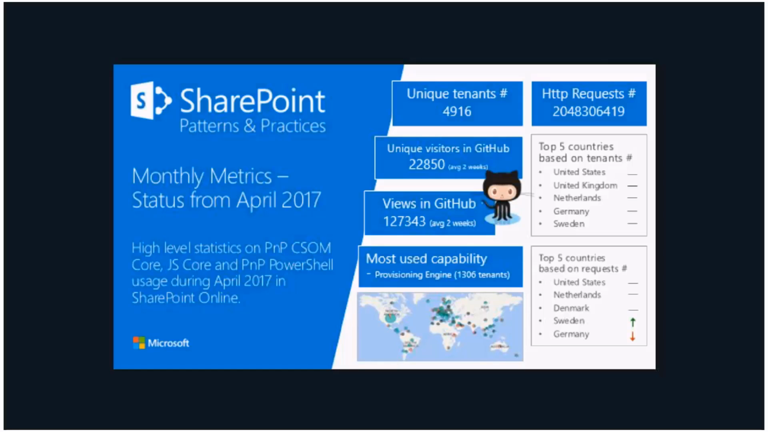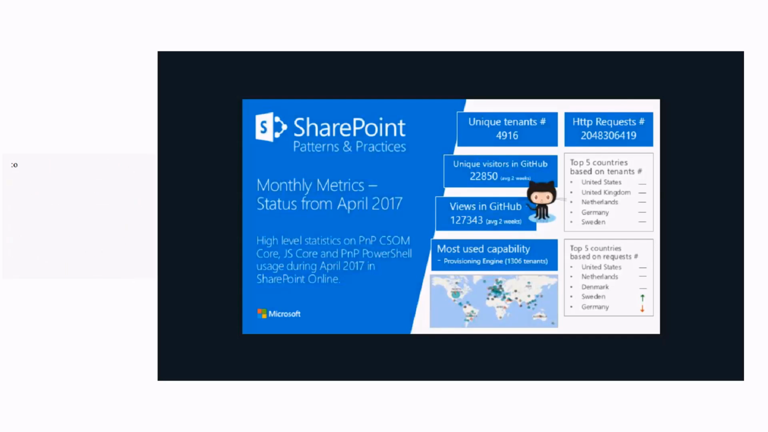From a top 5 countries based on tenants, no changes over there: United States, UK, Netherlands, Germany, and Sweden from a tenant number perspective. And then within the countries based on requests, we had a small change. Sweden actually passed Germany in April statistics. So Sweden just went above Germany from the number of HTTP requests going through the PnP JSON or CSOM or the PnP PowerShell components. Good.